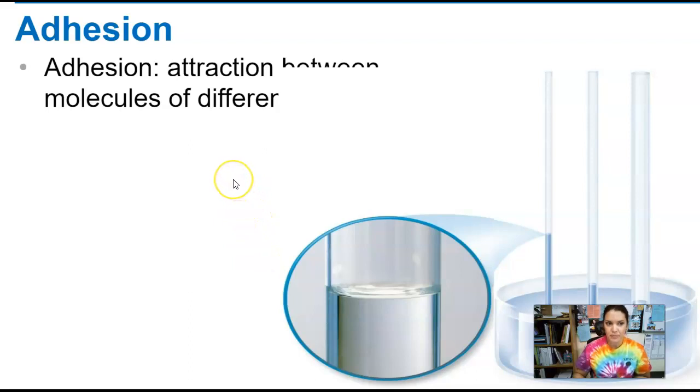So, adhesion is the reason why water can stick in these capillary tubes that you'll see here, and I'll do a little demo for you guys of water on a penny, and how it creates a nice bubble on the surface of it. So water molecules being attracted to another surface is adhesion. Cohesion would be water to water, whereas adhesion is water to another surface.